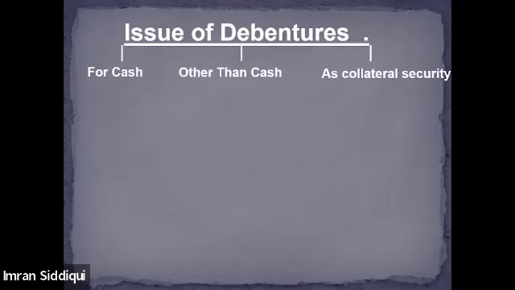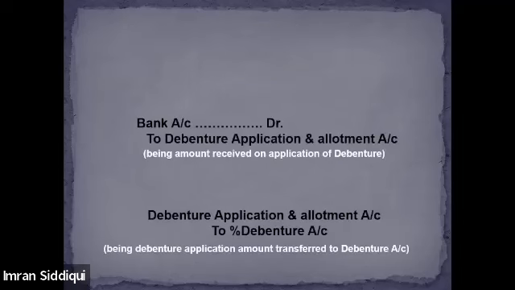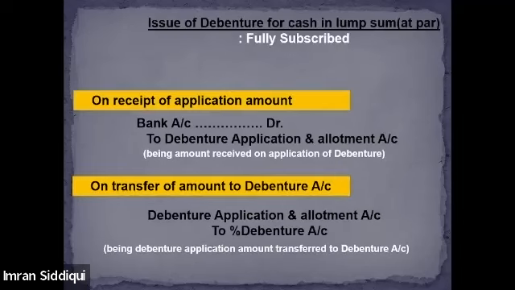All right. So firstly, when the debentures are being issued on a cash basis, there may be a situation that it may be issued at par and it can also be issued at a premium. So the journal entry that we need to do, if debentures are being issued for cash in lump sum at par value, and if it is fully subscribed, will be, firstly, for the receipt of application amount of debenture: bank account debit to debenture application allotment account. On transfer of debenture application to debenture account, the entry will be debenture application allotment to percentage of debenture account. Let me give you an example to make it more clear.